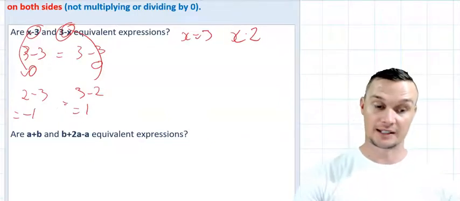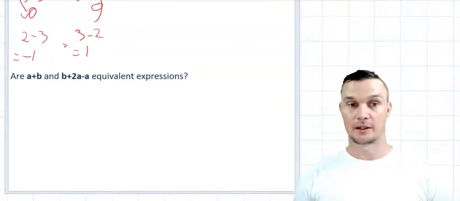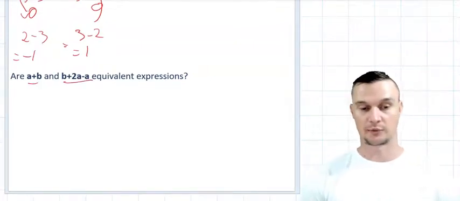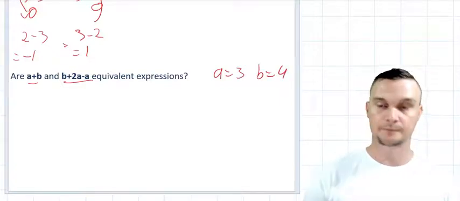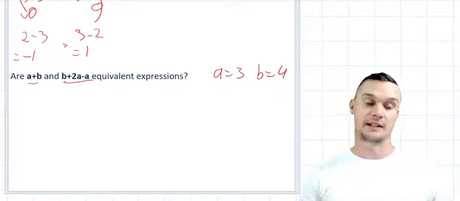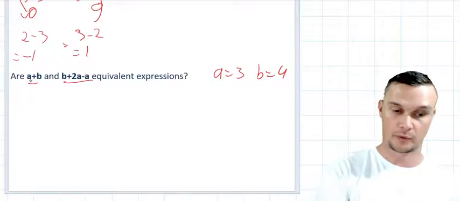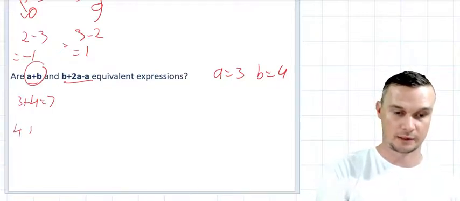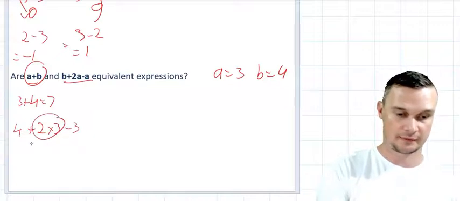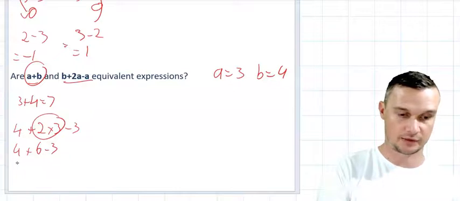Now, if I did the same here for a and b, we've got two examples here. Let's just say a equals 3 and b equals 4. We want to substitute in to see if these are the same. So here, for a, we'll have 3 plus 4 equals 7. And for this one, b is 4 plus 2 times 3 minus 3. So I'll have 4 plus 6 minus 3, which equals 10 minus 3 equals 7.